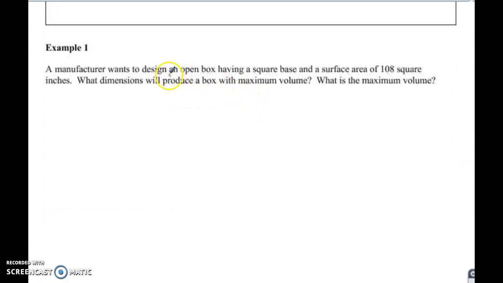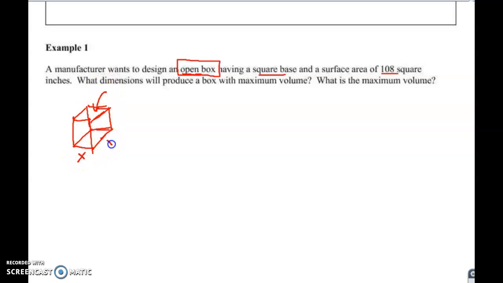Okay, so what we have is we are given a manufacturer with an open box. That's going to be important. A square base. Another important thing is surface area of 108. All right, so maybe we can start talking about this now. So this is my very lame open box. And the fact that it's open and we talk about the surface area means that we don't have to worry about the top of the box.